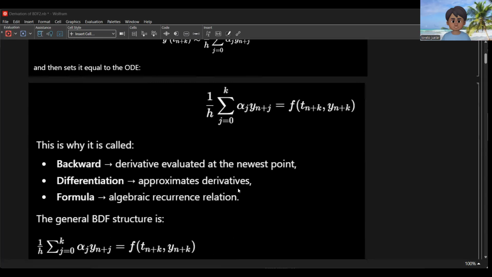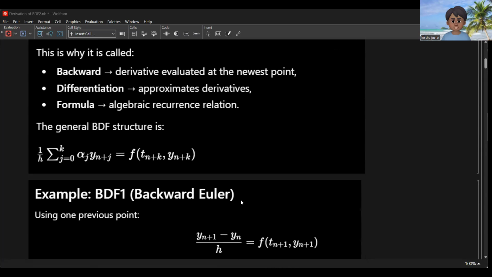The backward differentiation formula approximates derivatives with algebraic recurrence relations. The general formula structure is 1 over h, the summation from j equal to 0 to k of the product of alpha sub j and y sub n plus j, is equal to f as a function of t sub n plus k and y sub n plus k.